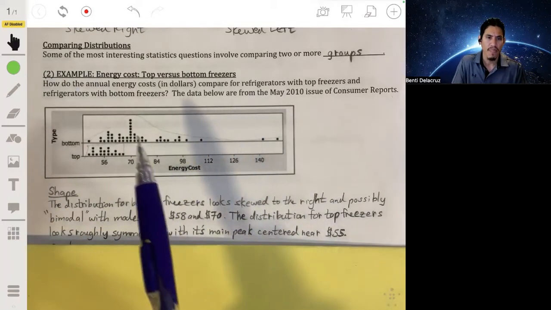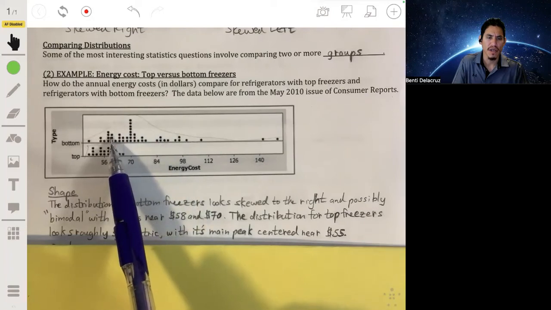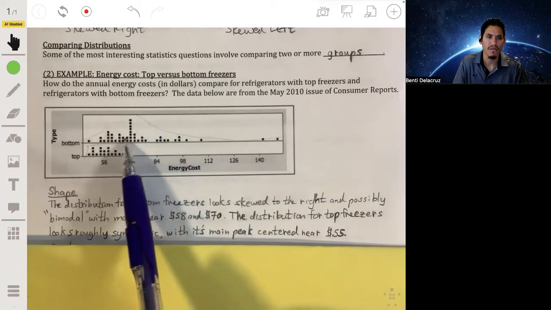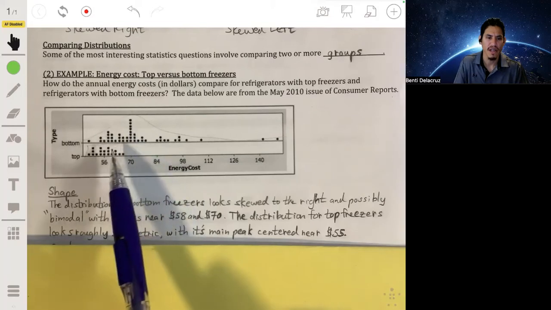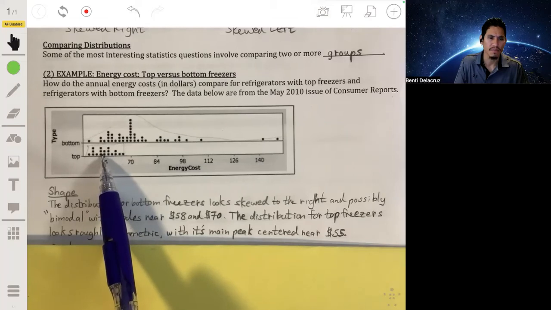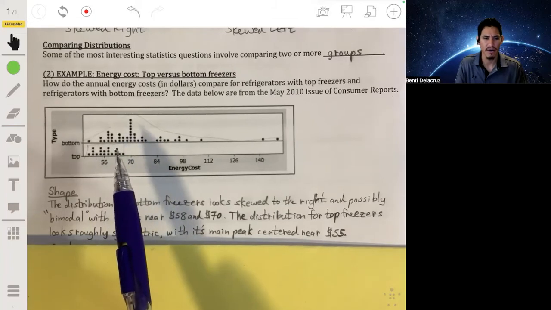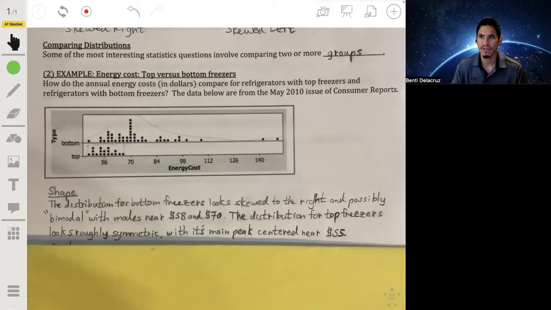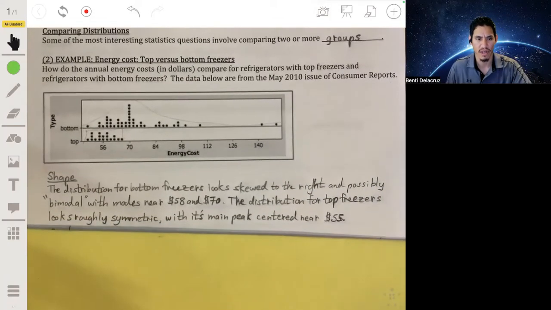We have some peaks over here around $58 and $70. And then it looks like the top freezer one has the center around $55. So address things that stand out, but the best way, I would say, is just to use common sense. Don't try to be very statistical. Don't feel like you have to say it in a very complicated or fancy mathematical way.